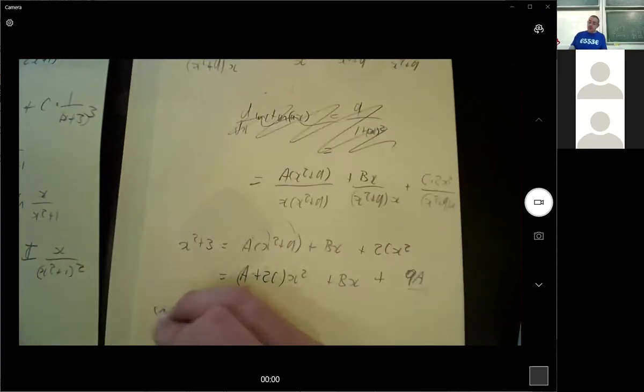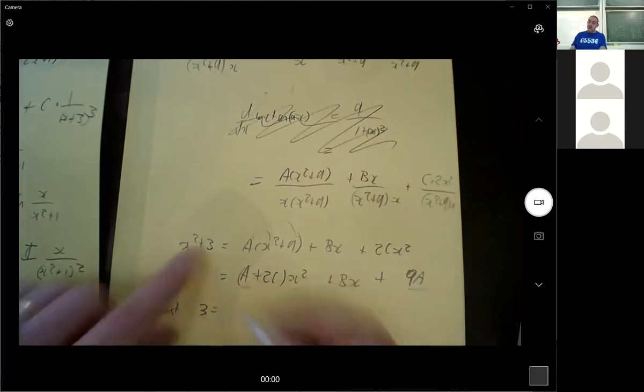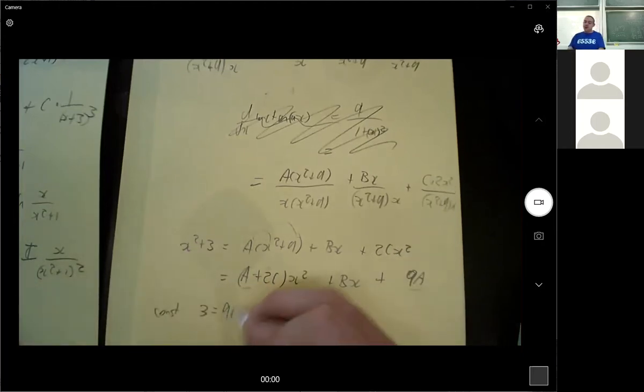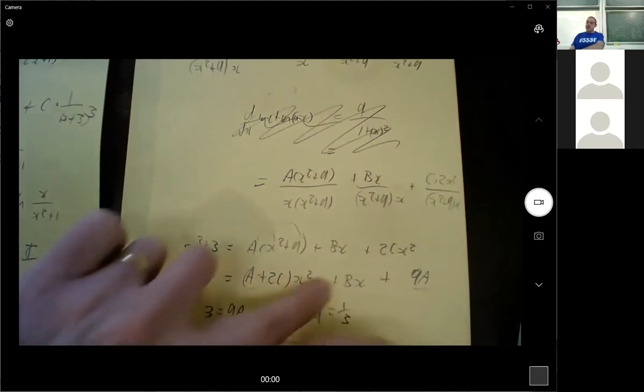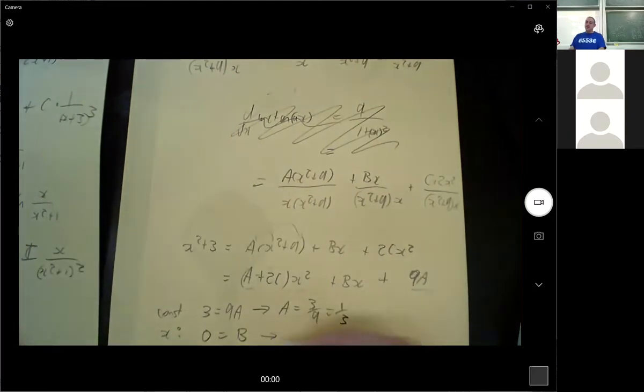So the constant term, 3, which is the constant here, must be equal to 9a over this side, which means that a must be 3 over 9, which is 1/3. The coefficient of x, I've got no x's here and a bx here, and so that must mean that b is 0.